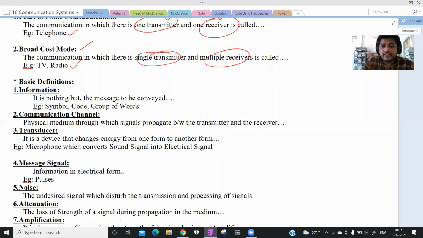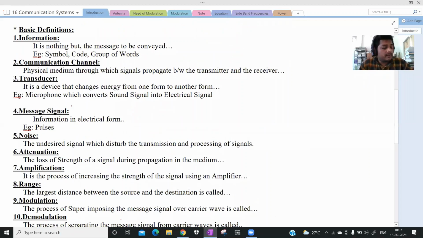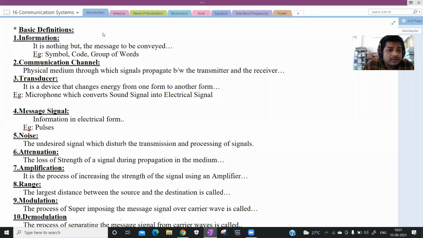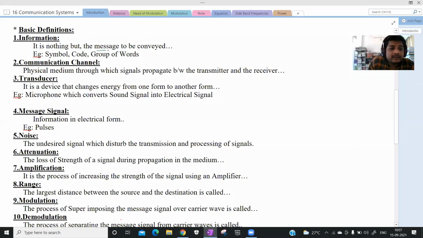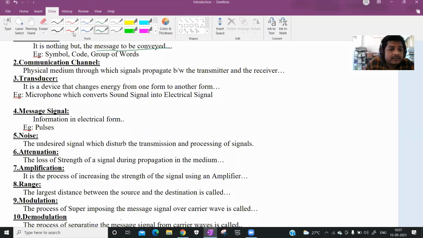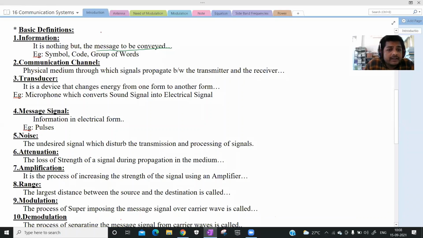So all these things we discussed in the previous class. Next, the basic definitions that you have to understand. First is information. What is information? Information is nothing but the message to be conveyed, whatever message you are going to send to the receiver. It may be a symbol, or a code, or a group of words.